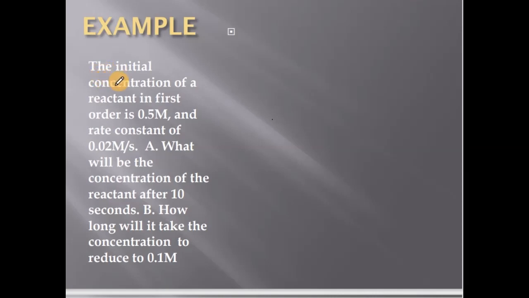So the initial concentration of a reactant in a first order reaction is 0.05 molar and the rate constant is 0.02 molar per second. Now the first question, A, says: what will be the concentration of the reactant after 10 seconds? Then B: how long will it take the concentration to reduce to 0.1 molar? So these are our try questions. You're going to apply the integrated rate law to solve them.